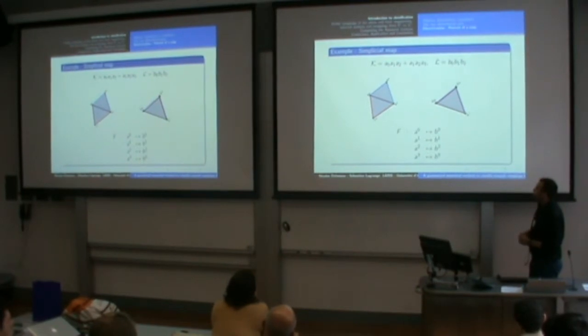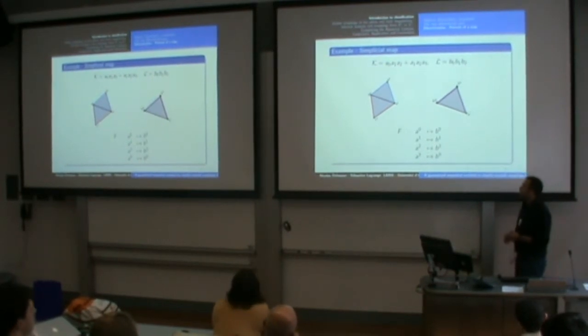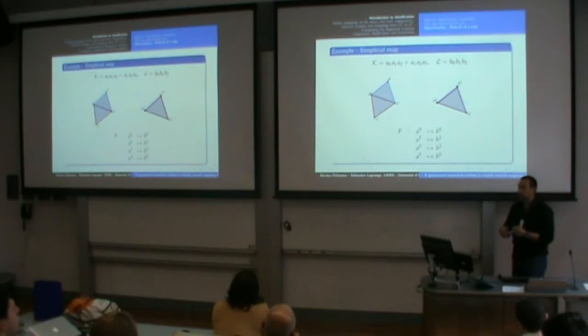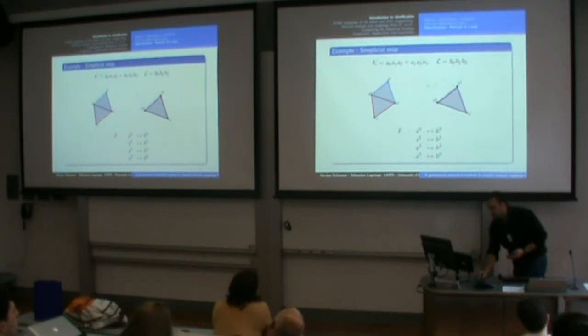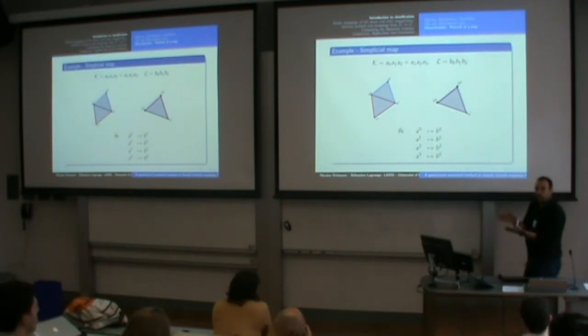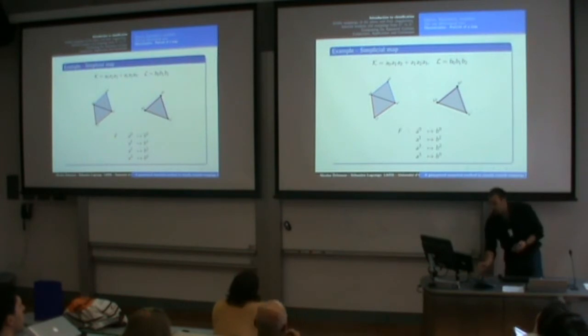Okay, so we can also speak about a simplicial map in higher dimension. So here this simplicial complex is defined by a triangle. This one is just one triangle, and the simplicial map here is a map that is going to fold the first simplicial complex along the black axis.